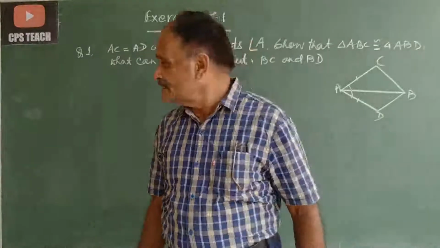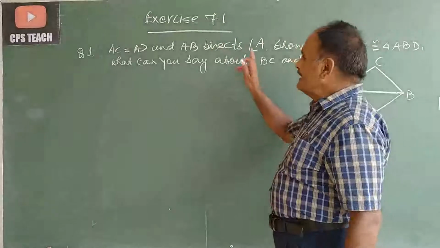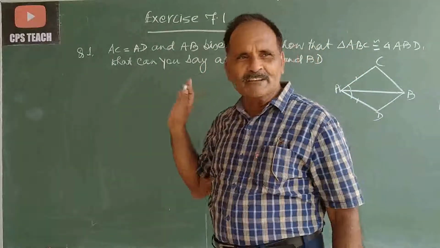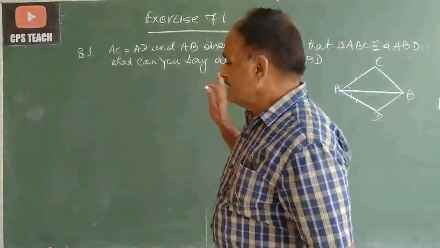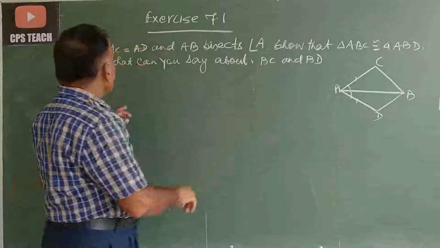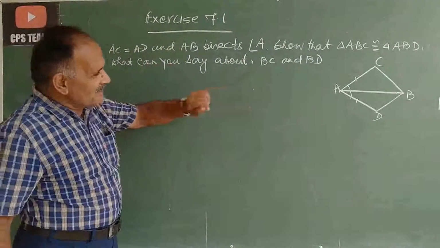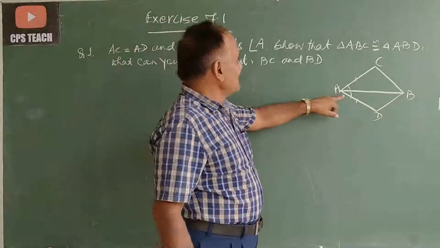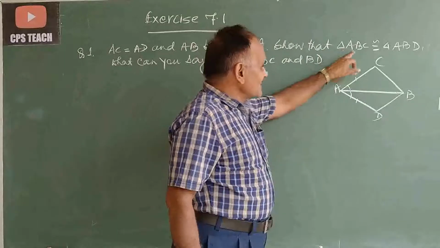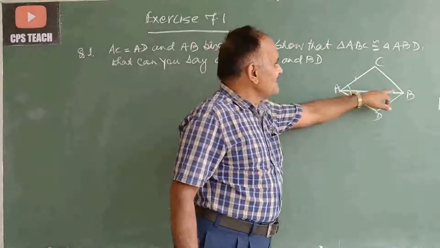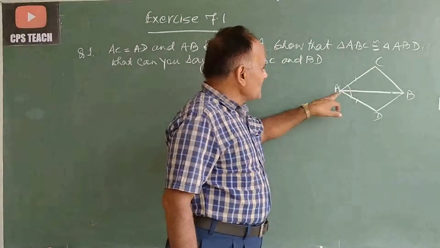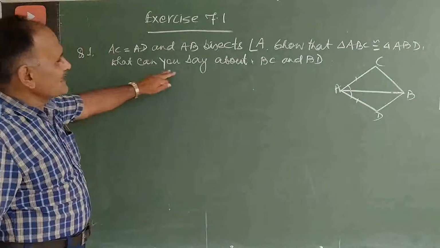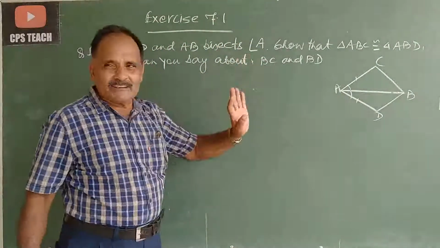Hello students, today I am going to start exercise 7.1. The first question is written on your blackboard. In this question, AC is equal to AD and AB bisects angle A, so that triangle ABC is congruent to ABD. And what can you say about BC and BD?